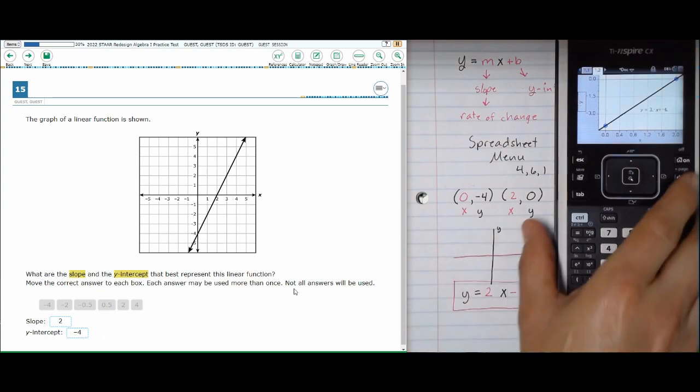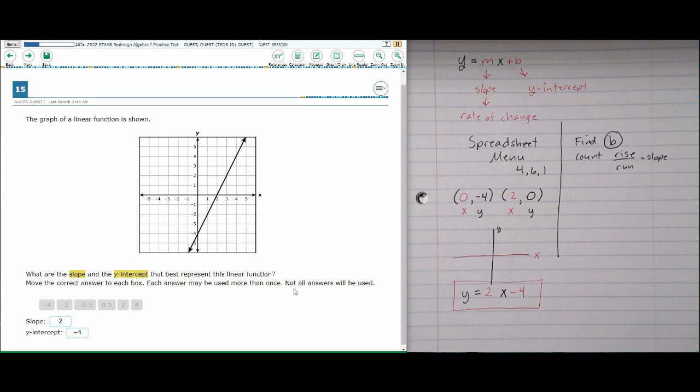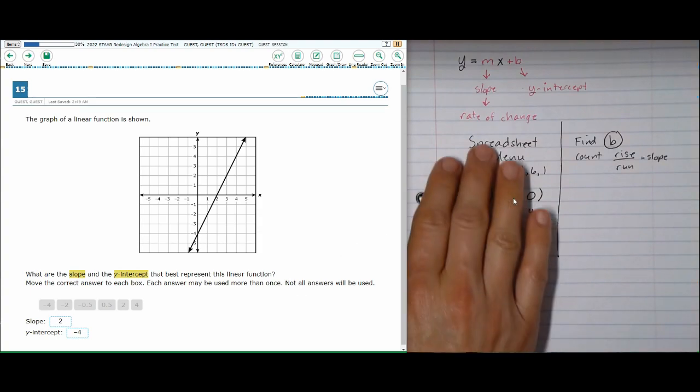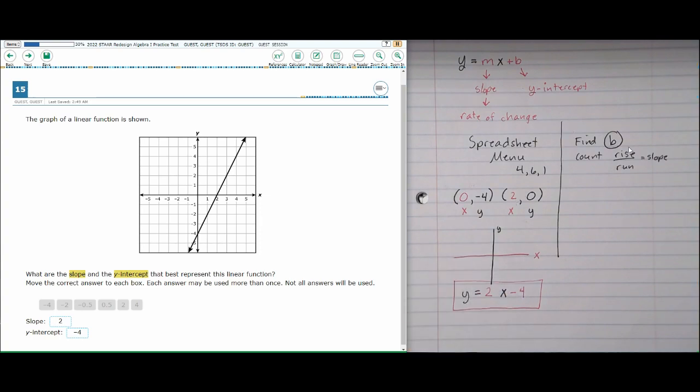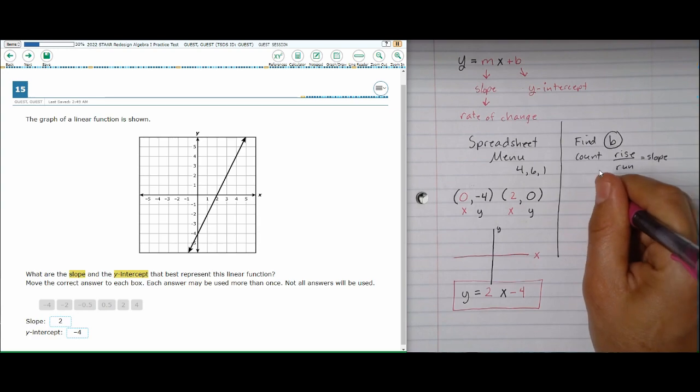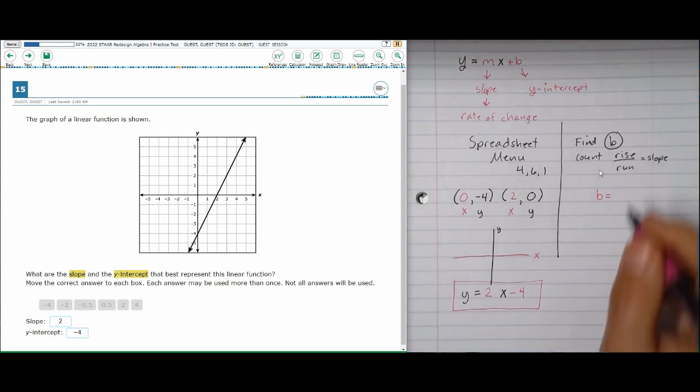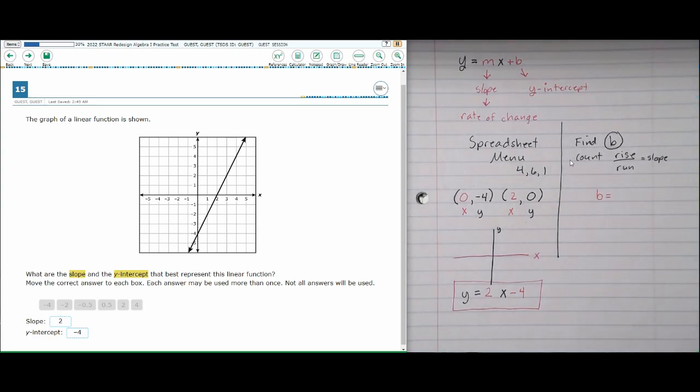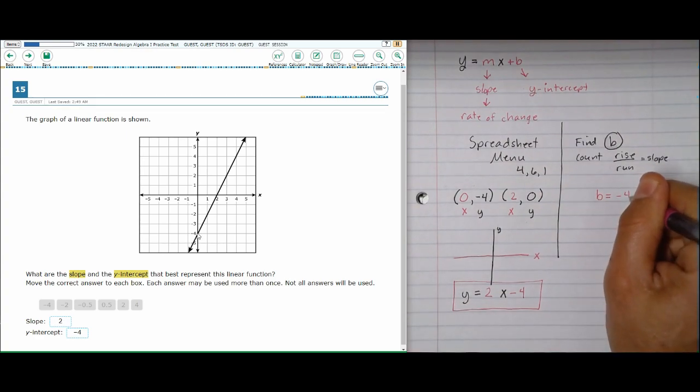Now I told you there's another way we could have done it. So for those of you who are looking at it going, Mr. H, I'm not good at finding ordered pairs, or I think during stress I may just forget how to use spreadsheet. Well, we can simply find the b value, our y-intercept, and then we can count rise over run. So let me show you how we do that. I'm going to write b equals, we're going to find our b value, my y-intercept. If I just follow my y-axis down to where my graph crosses, notice it crosses at negative 4. So in this case, b is equal to negative 4.